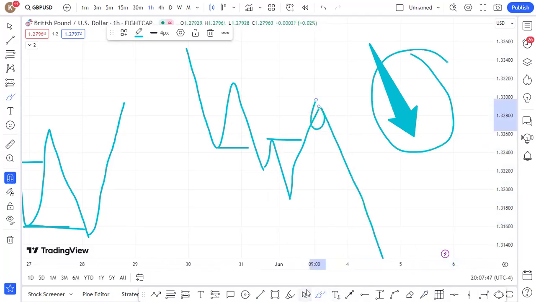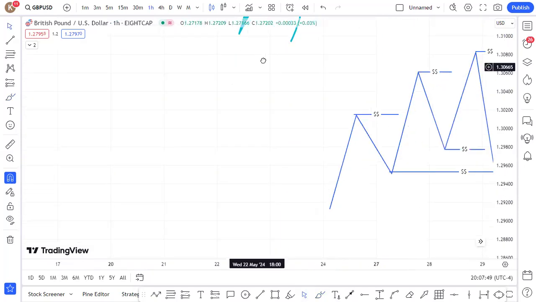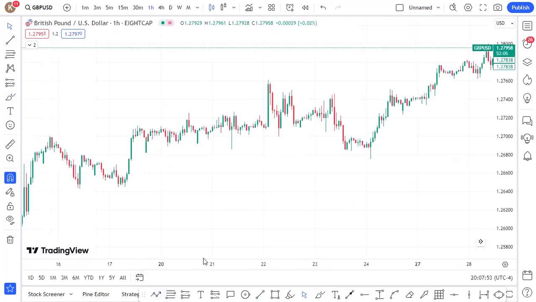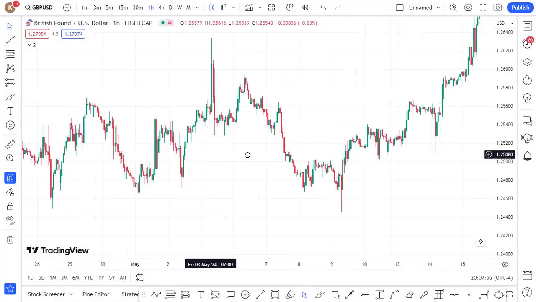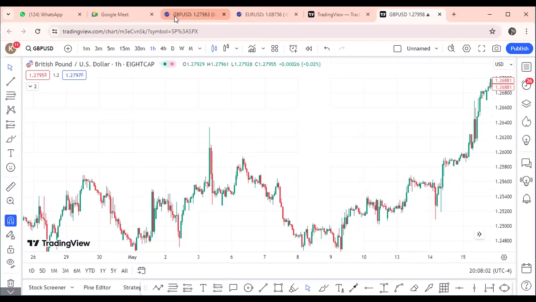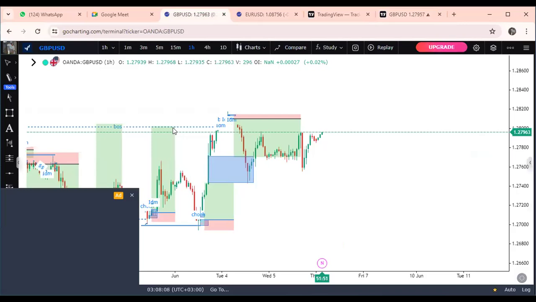So let's go to the market and try to check these levels here. Let's come here and look at these levels, yeah? Now, before that, I would like to use the Go charting. I think it will give us a good push. So let me open the Go charting website. We can use that one.